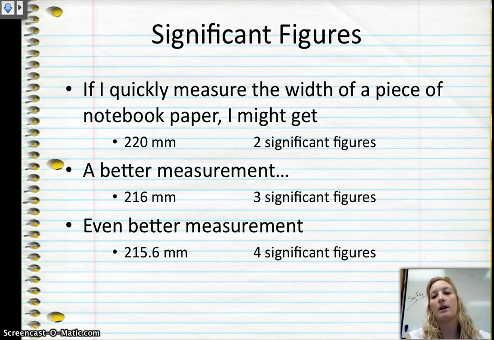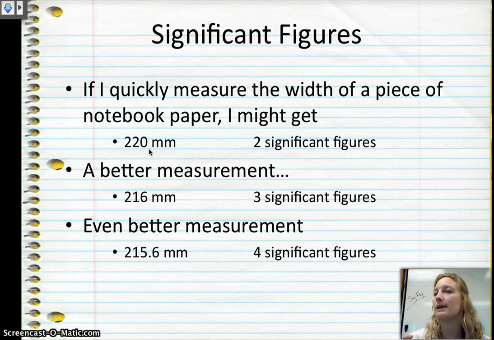If I were to take a piece of notebook paper and quickly measure the width of this, I might get something like 220 millimeters. Not a very great measurement. If I were to take a little bit more time, measure it again, I'd probably get something more like 216 millimeters. It's a more accurate number. That means anything that I do with that number, like calculation-wise, is also going to be more accurate.